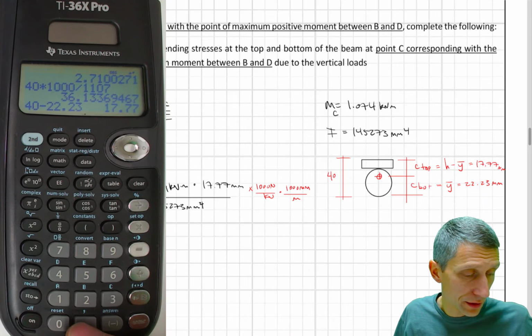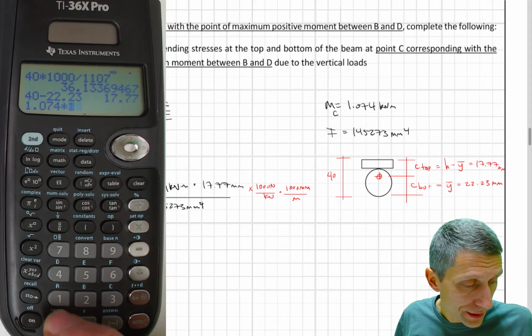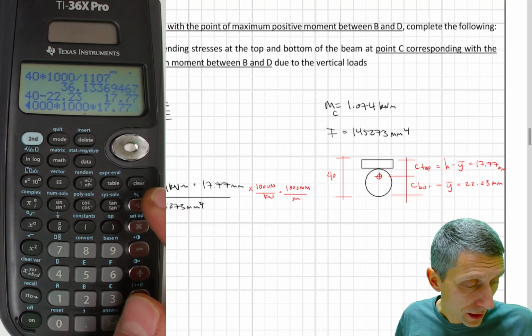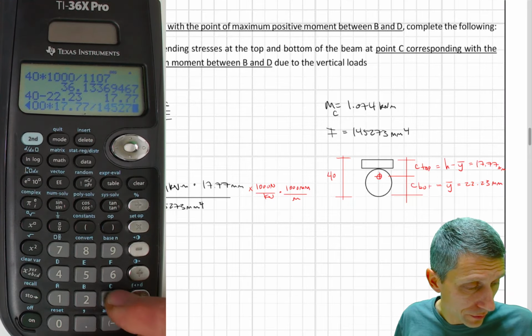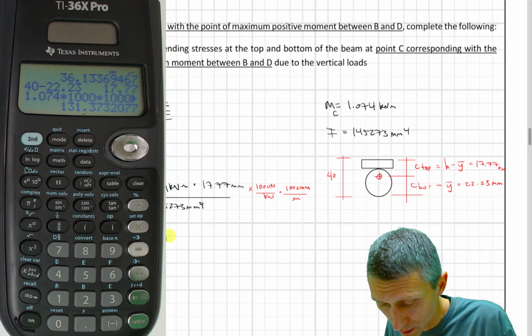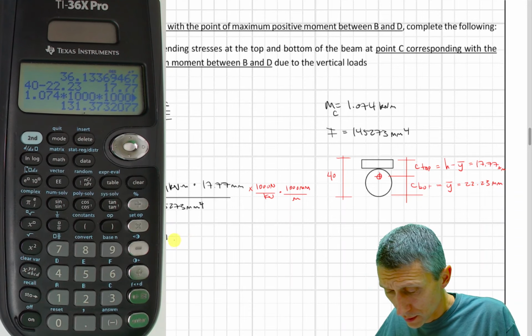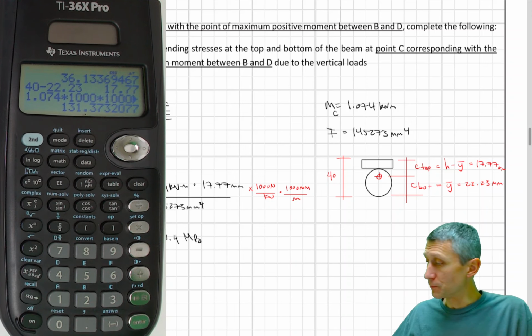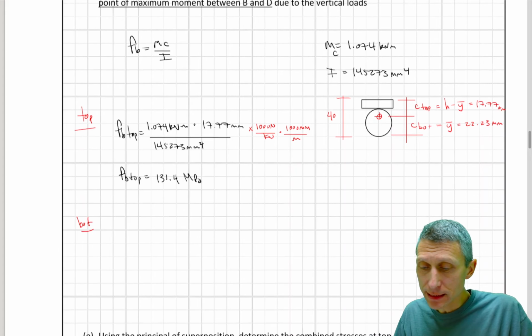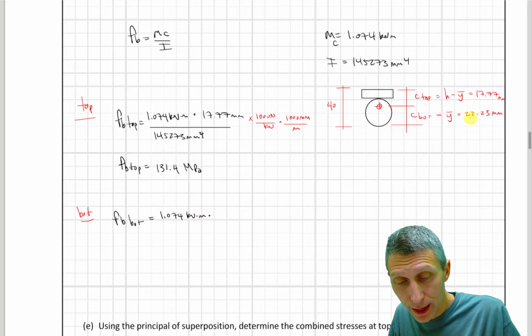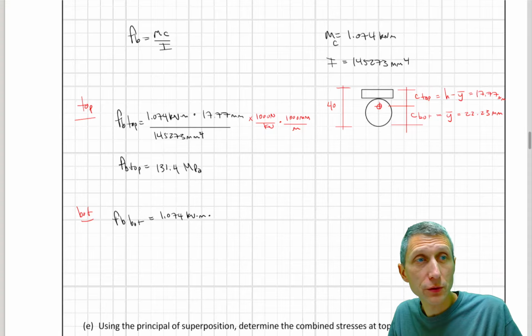Once we do that, we get FB for the top. Let's plug that into the calculator: 1.074 times 1,000 times 1,000 times 17.77 divided by 145,273, and I got 131.4. That's going to be megapascals. So that's 131.4 megapascals. And similarly for the bottom, FB bottom, what do we have? This equals 1.074 kilonewton meters times our bottom value here, 23.23.